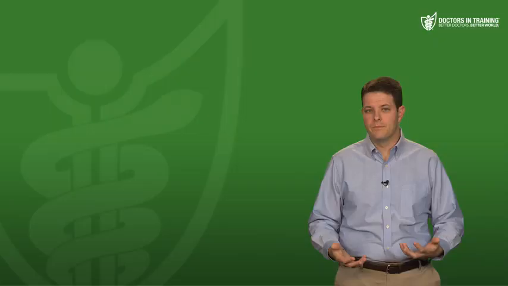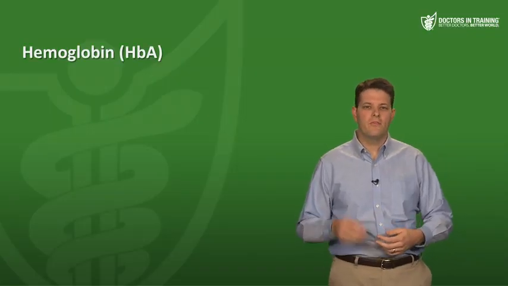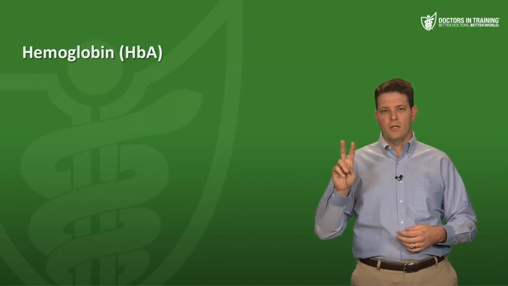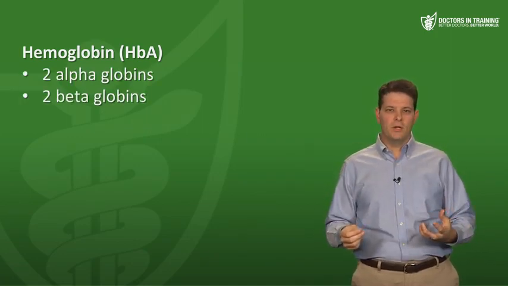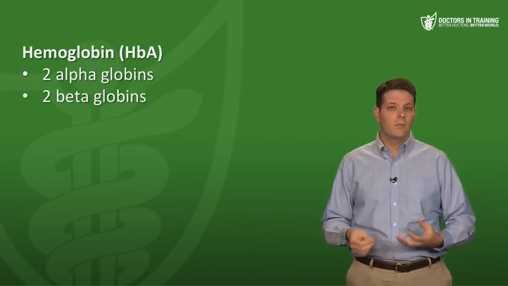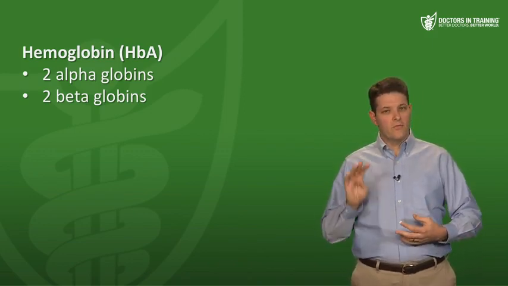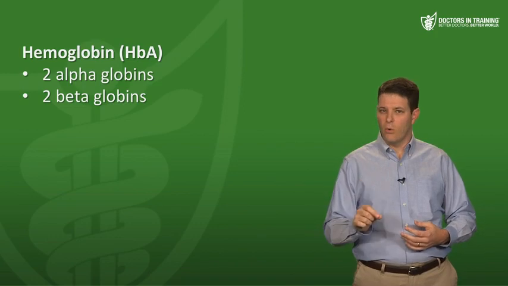Now remember, hemoglobin is made up of 4 globin proteins, 2 alpha globin subunits and 2 beta globin subunits. And each globin subunit is bound to heme. So hemoglobin has 4 heme molecules and 4 oxygen binding sites, and that's important.